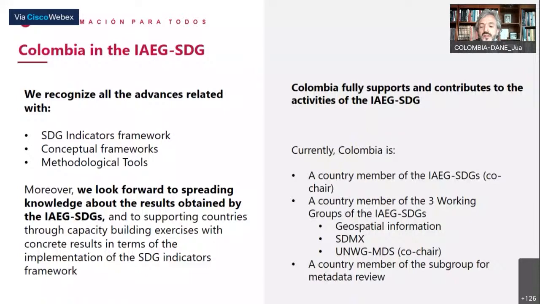First of all, we would like, in a very humble way, to share with you the role of Colombia in the Interagency Expert Group for Sustainable Development Goals. We currently are a country member and a co-chair of the group together with Canada, and at the same time, we are part of the 3 working groups of the Interagency Expert Group, namely the Geospatial Information Working Group, the SDMX Working Group, and the Measurement for Development Support Working Group, that we have the opportunity also to be co-chairs of this challenging subgroup of the Interagency Expert Group.